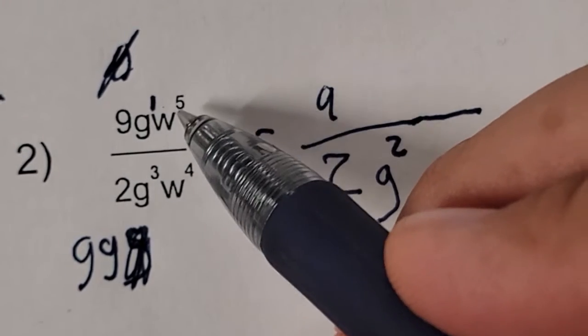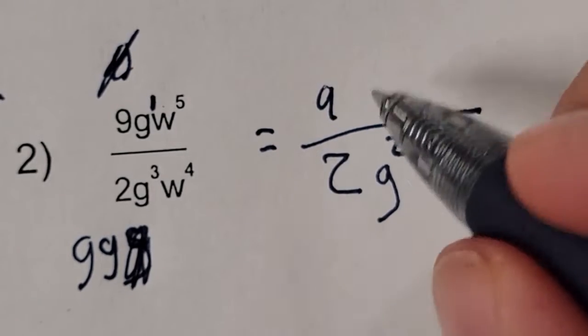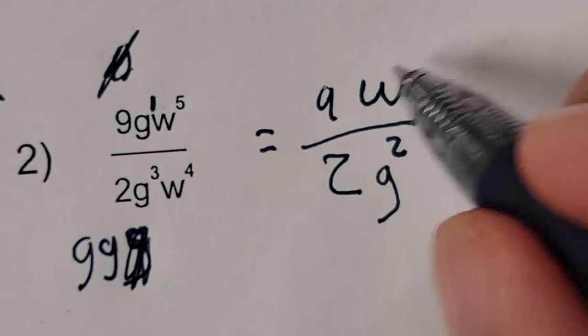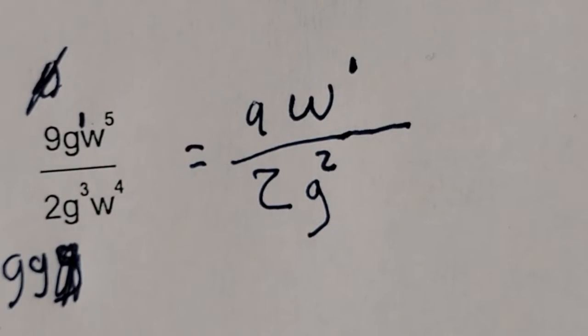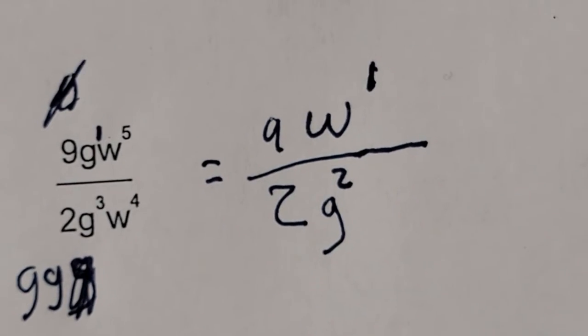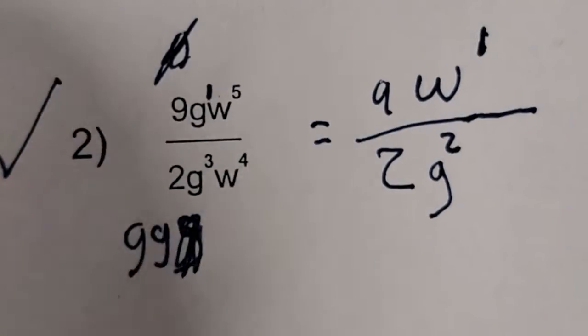Now for the w's, I have more w's on top. So that means I don't put a w on the bottom anymore. It's just going to be on the top. And if I have 5 and 4, that means that there's 1 more here. You don't have to put the 1, but for right now, let's put the 1 just so we know. Okay? So remember, when they're all positives, that's check.